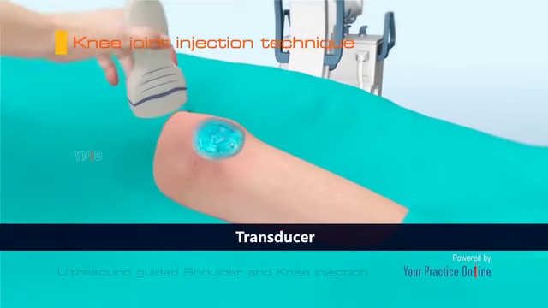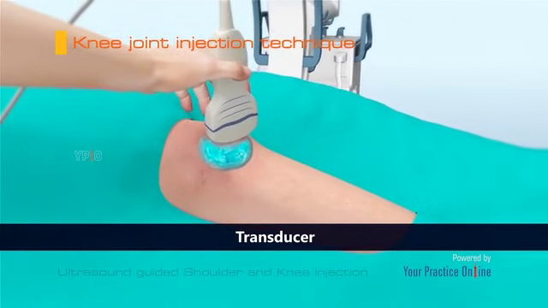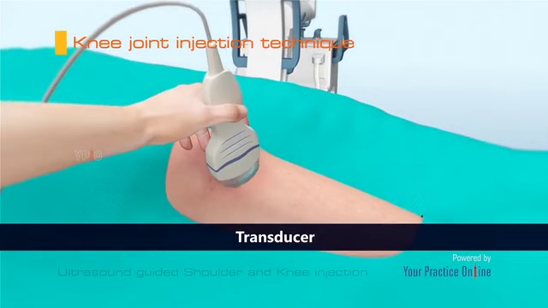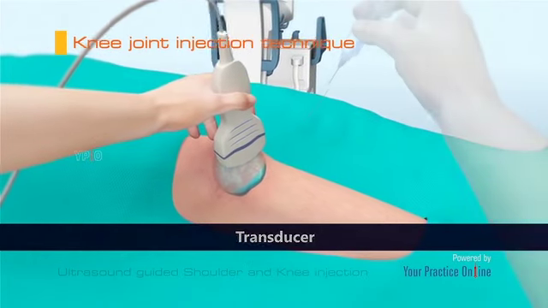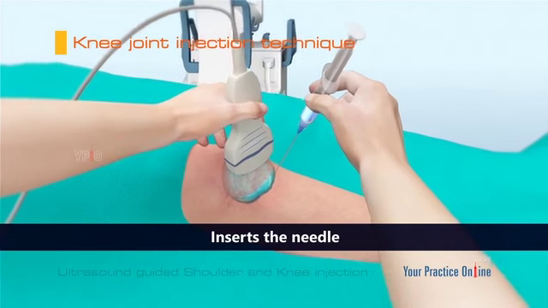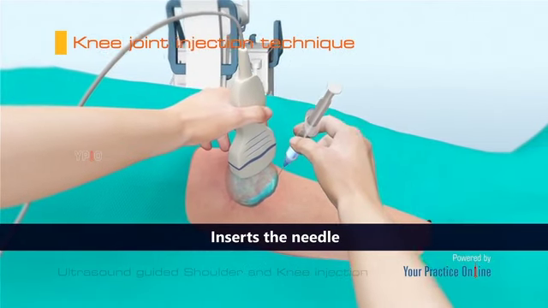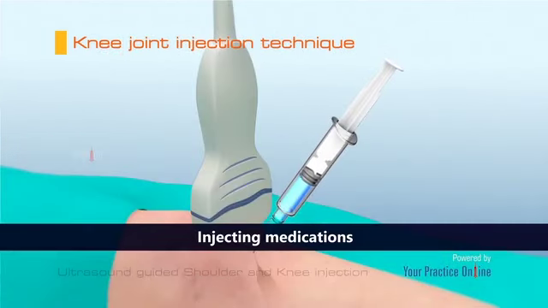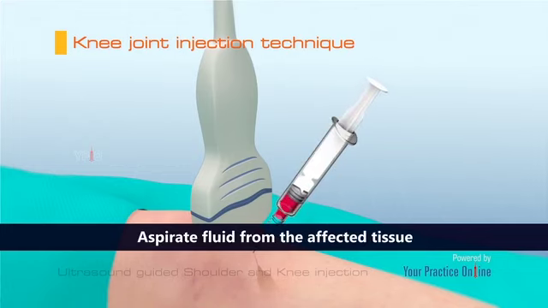The doctor moves the handheld transducer over the targeted area to provide images of internal structures. Under the guidance of ultrasound, the doctor inserts the needle into the skin to reach the targeted location. The procedure can be used for injecting medications or to aspirate fluid from the affected tissue.